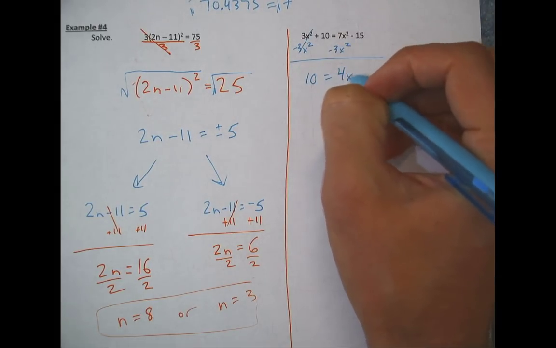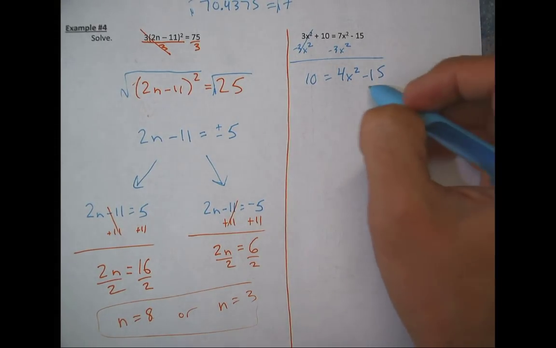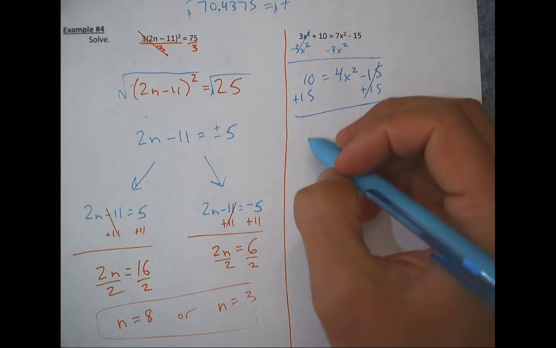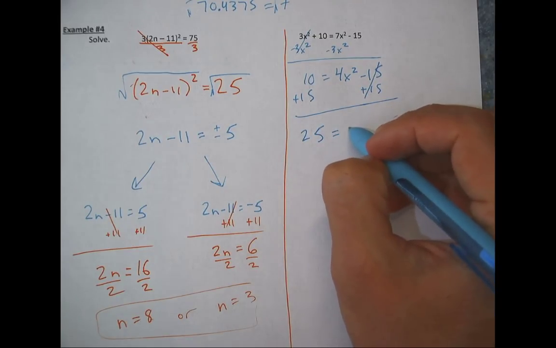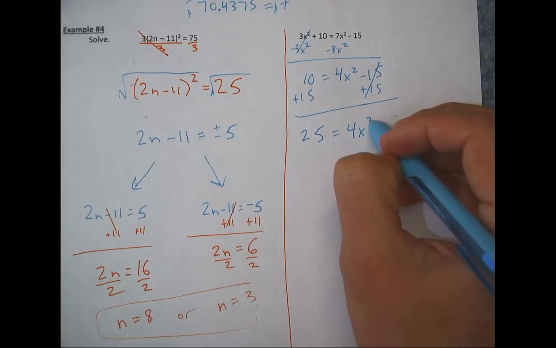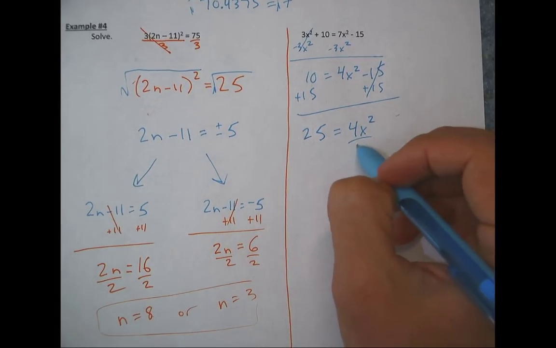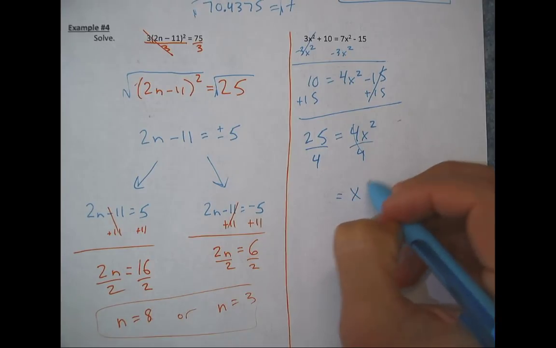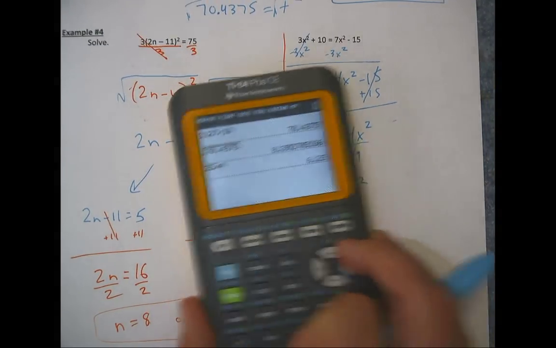And so I'm going to get 4x squared minus 15. I want to isolate this as quickly as possible, so I'm going to go ahead and add 15 and get it on this side. Okay, and now at this point, I would divide by 4. 25 divided by 4 is not going to be a perfect number. 6.25.